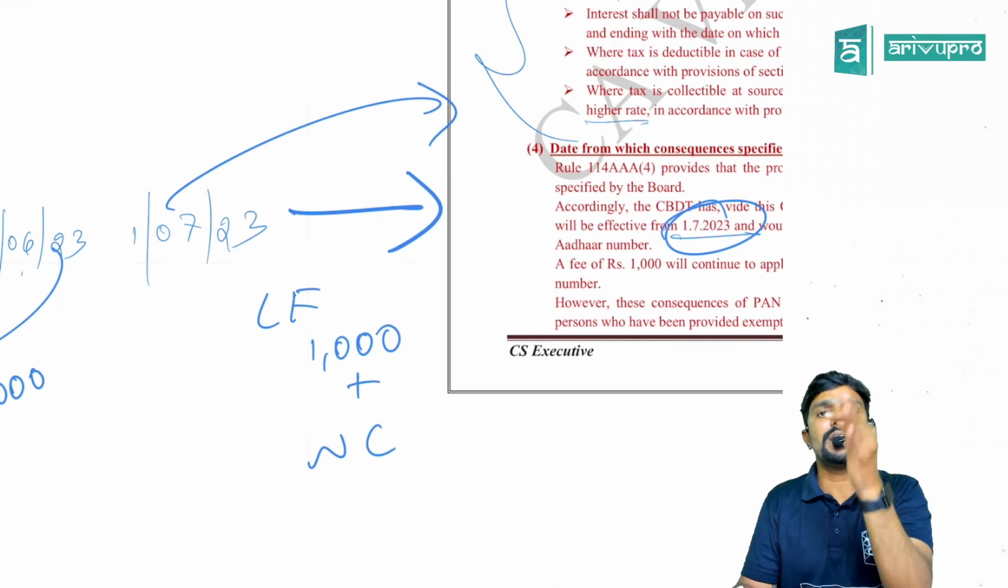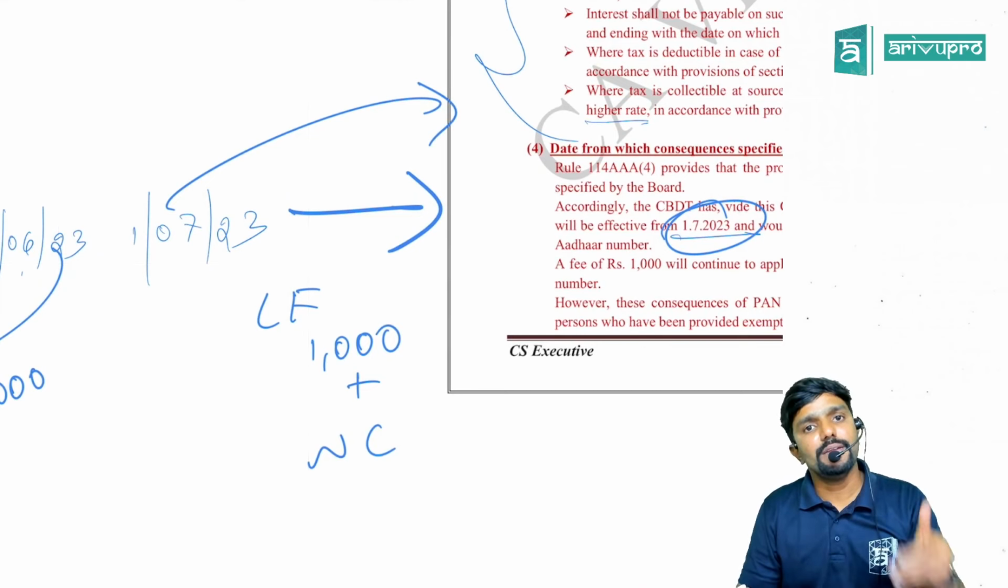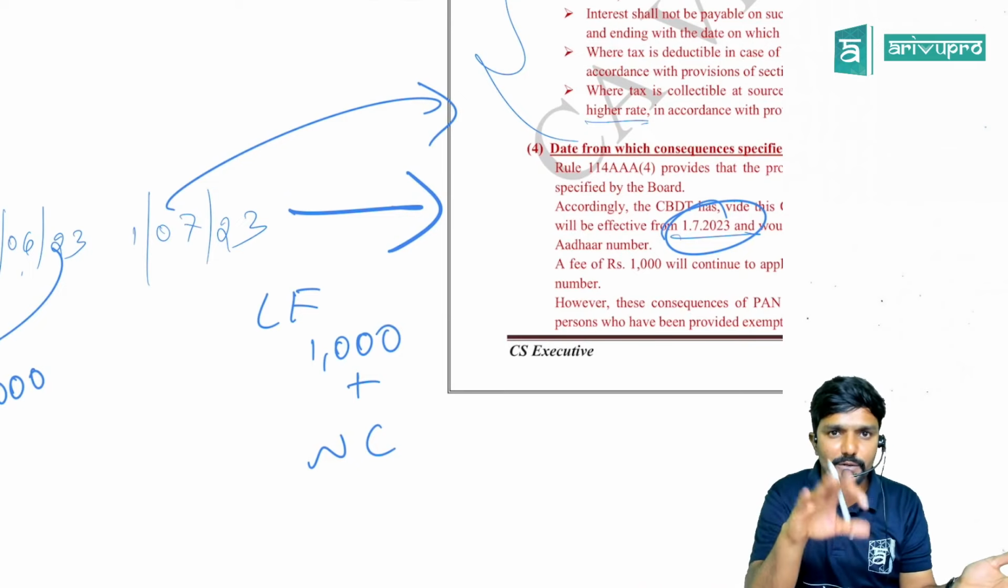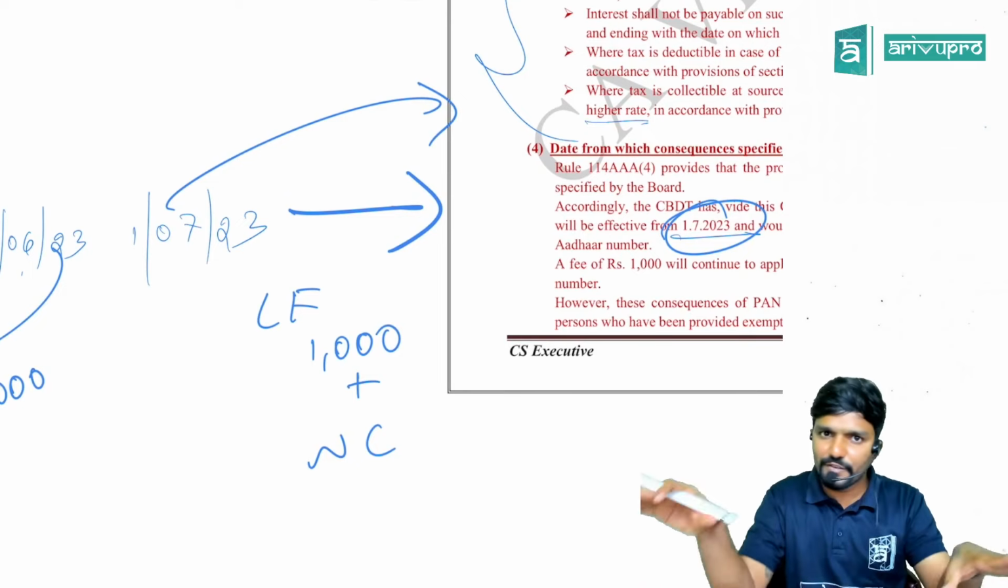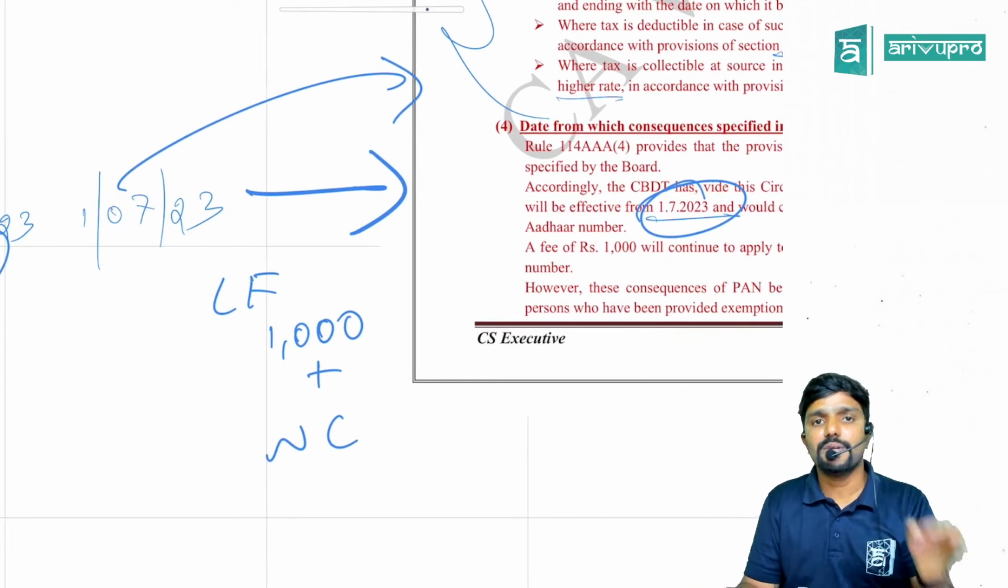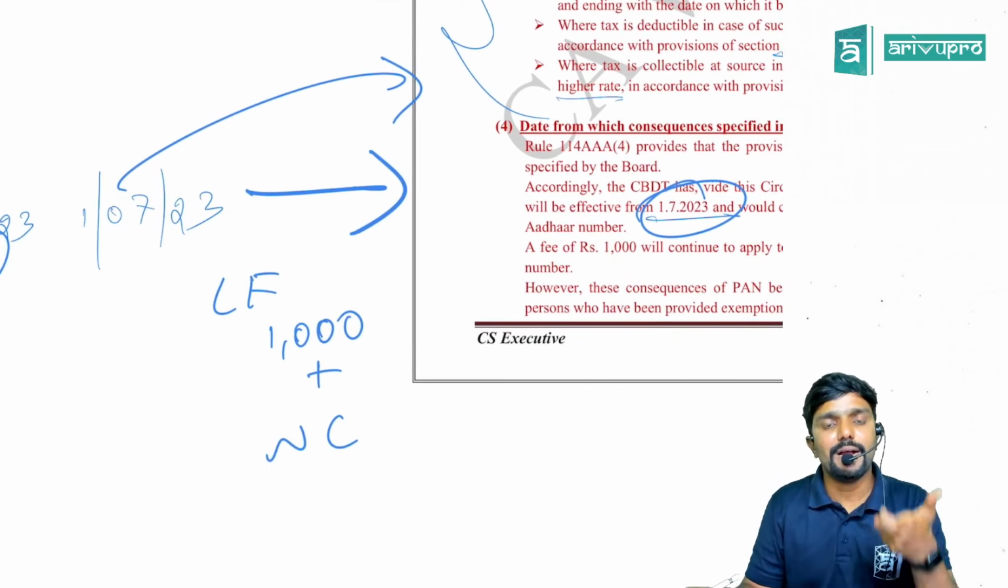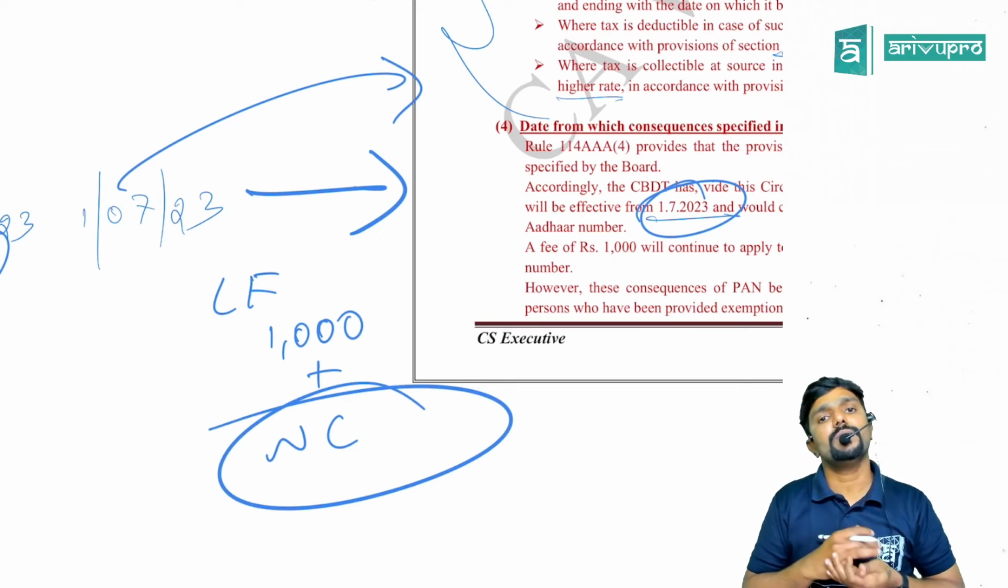Sir, what if I link it on or after 1st July 23? Then you have to face negative consequences till your PAN is operative. That is, till your inoperative PAN becomes operative, you have to face negative consequences. Then you can still link your Aadhaar by paying a late fee of 1000 rupees. Till you pay and link it, you have to face the negative consequences.